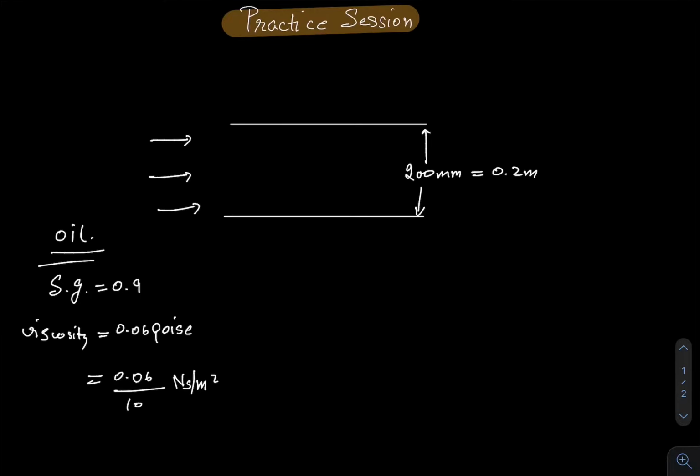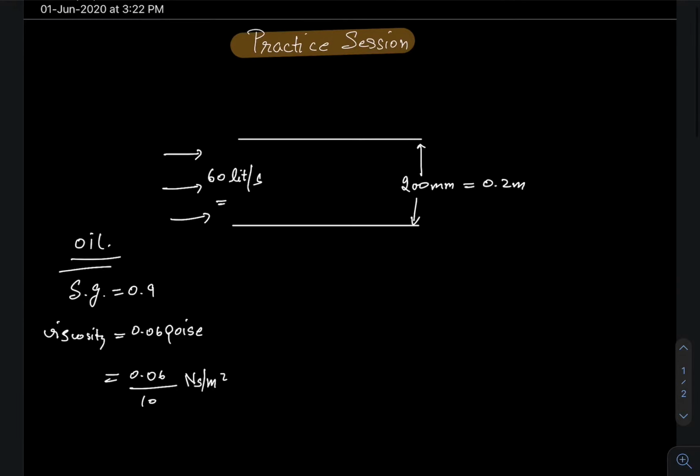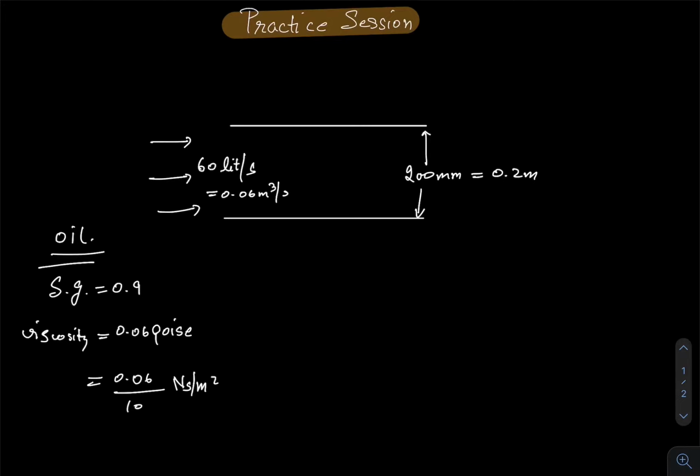The flow rate at which the oil is flowing inside the pipeline is 60 liter per second. It can also be written as 0.06 meter cube per second. Then the length of pipe is 500 meters.